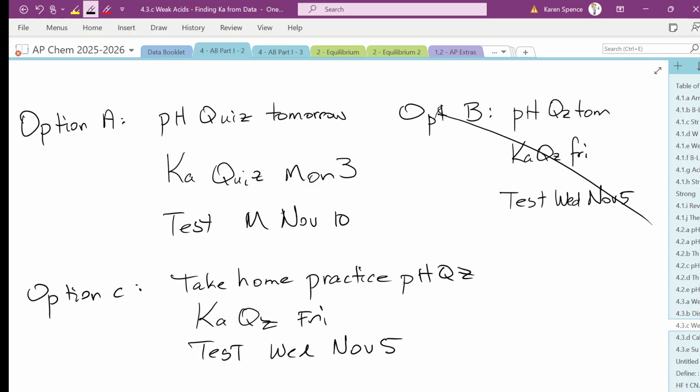Otherwise, we're dragging this out, and it means that we will not finish electrochemistry. And if we don't finish electrochemistry, that means you walk into the AP exam going, well, this is interesting. Anyone have any more discussion points they'd like to put forward? Anything you would like other students to consider?